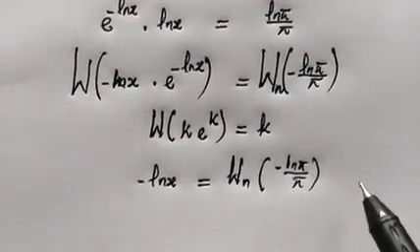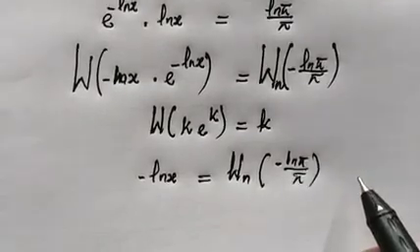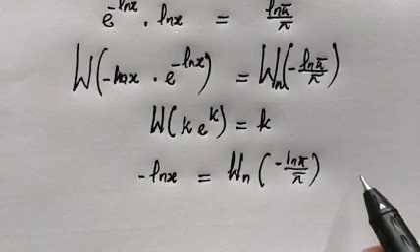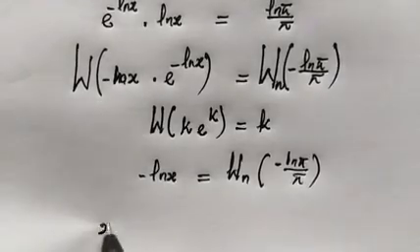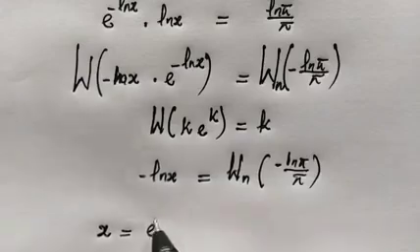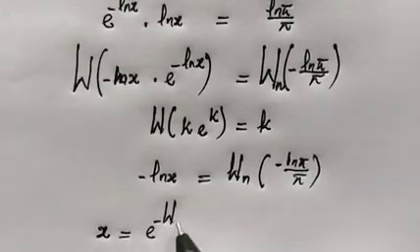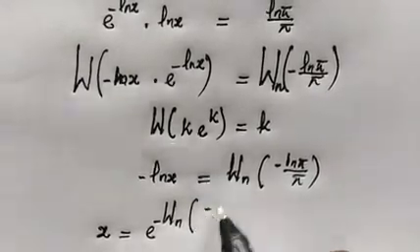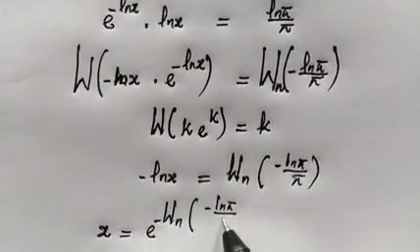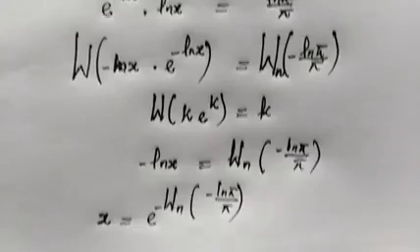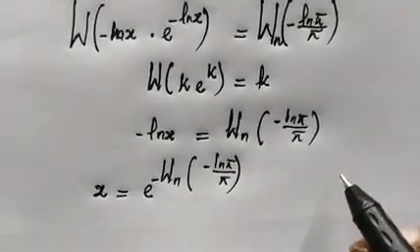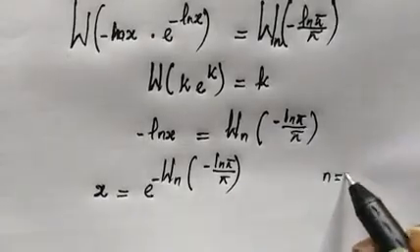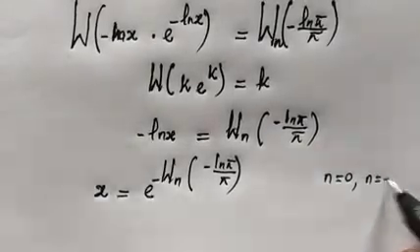Now multiply both sides by -1 and take the common base of e on both sides. That is, if we exponentiate both sides with the base e, then we get the following: x is equal to e raised to the power of negative W with a subscript of n of negative natural log of pi divided by pi. Now we have two solutions at some of the branch cuts of this Lambert-W function, where n is equal to 0 and where n is equal to -1.